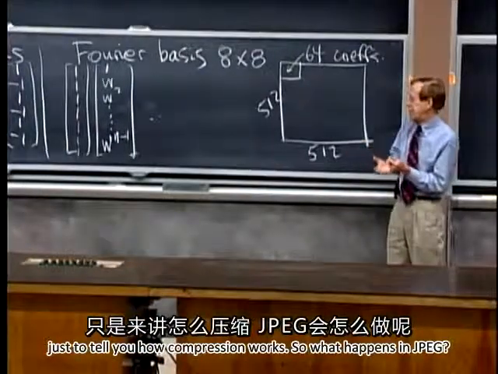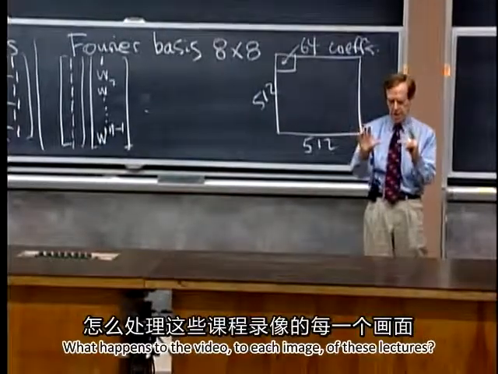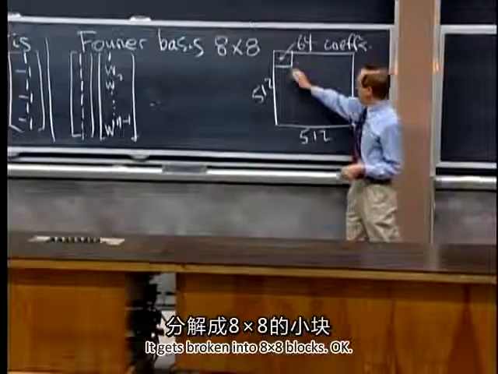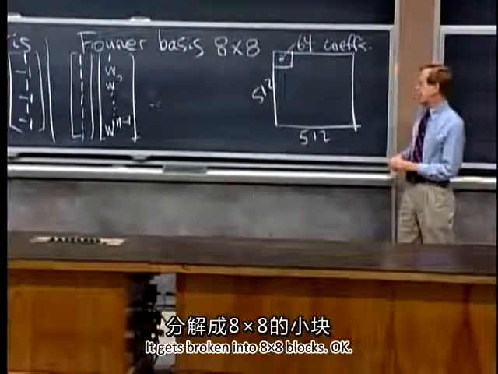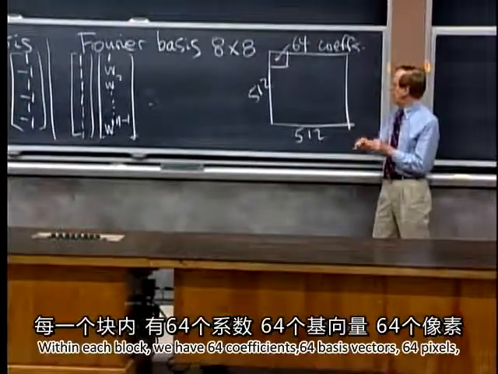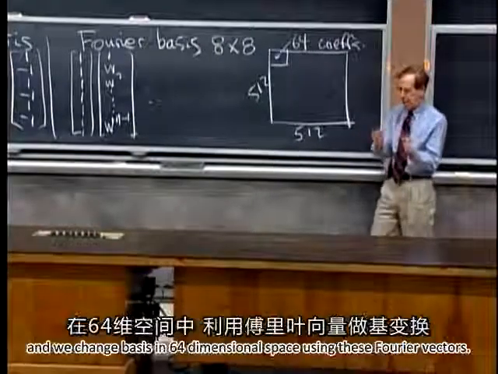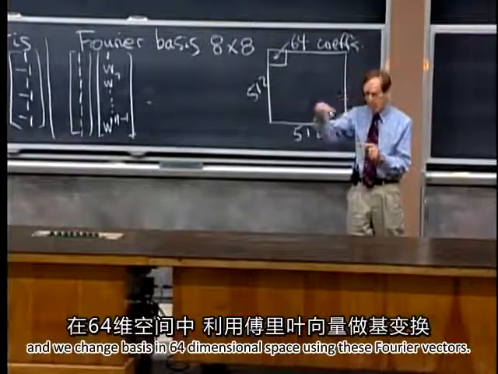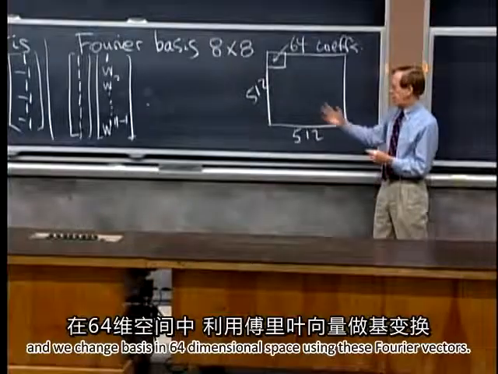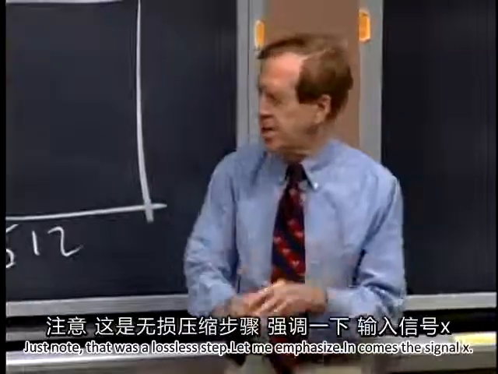So what happens in JPEG? What happens to the video, to each image of these lectures? It gets broken into 8 by 8 blocks. Within each block, we have 64 coefficients, 64 basis vectors, 64 pixels, and we change basis in 64-dimensional space using these Fourier vectors. That was a lossless step.